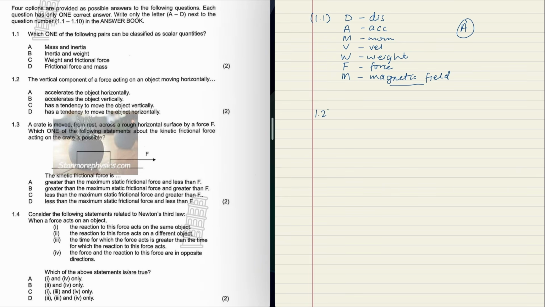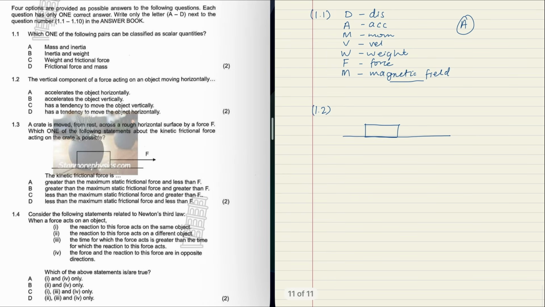Question 1.2. The vertical component of a force acting on an object moving horizontally, A, accelerates the object horizontally. So, okay, let's draw a diagram here. I have an object, it's on a table, and let's say that it's moving this way. So its movement is that way. Now, the vertical component of a force, actually, let's make it a bit easier.